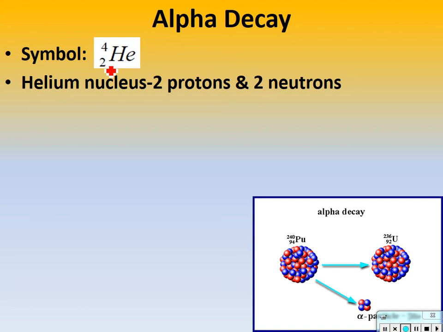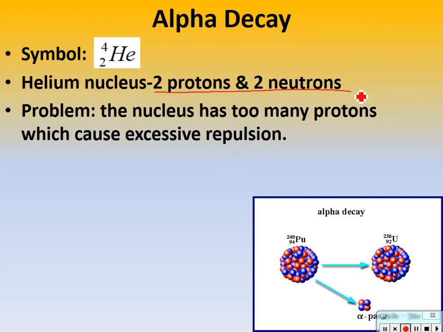It's really just a helium nucleus, the 2 protons and 2 neutrons. So on the test, if I ask you what an alpha particle is, hopefully you will say it's 2 protons and 2 neutrons. That's what's given off if an element gives off alpha. It gives off an alpha particle.